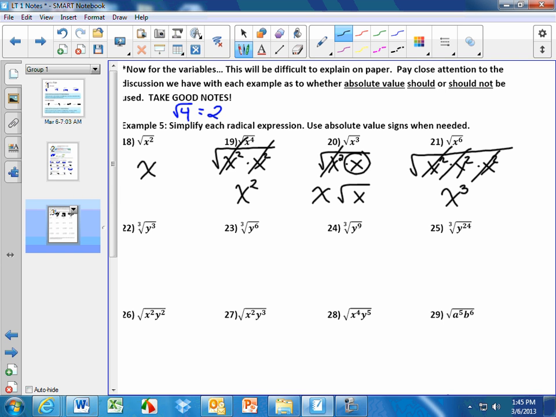Because if you look at 22 through 25, what do you see? Yeah, the index changed to 3, so we've got cube roots now. So your mind's got to switch. I'm not looking for perfect squares anymore. I'm looking for perfect cubes. So what is the cube root of y cubed? Y. Good. What about the cube root of y to the 6?